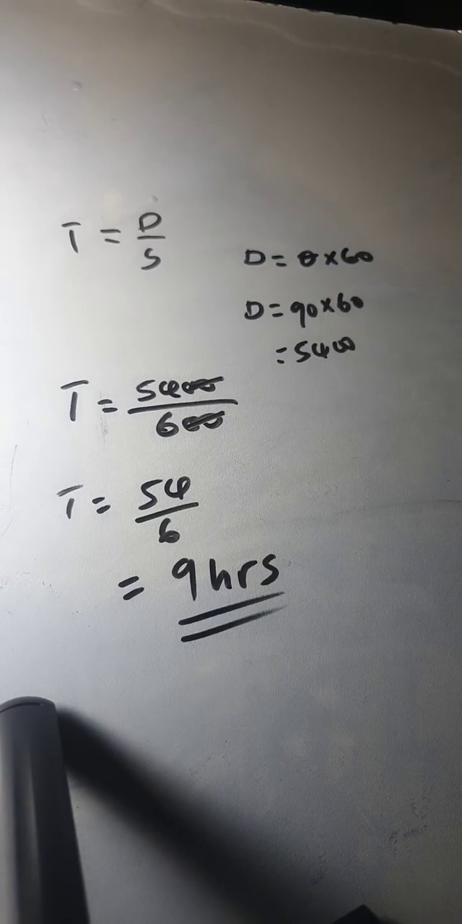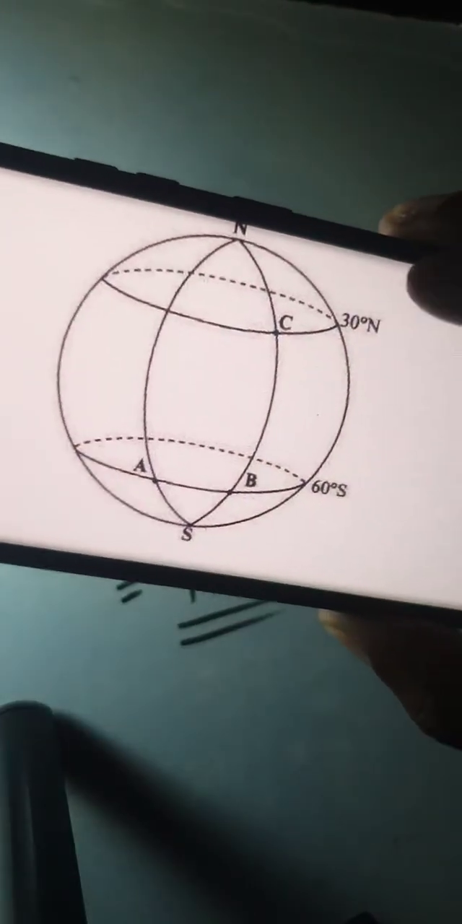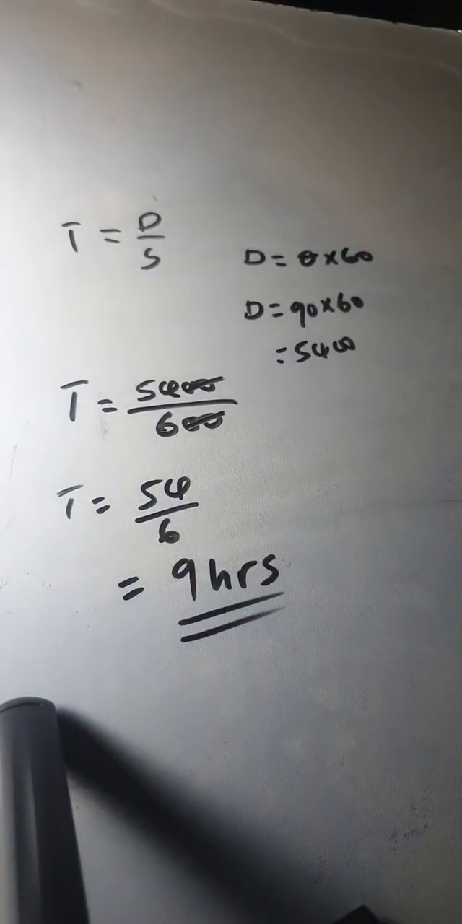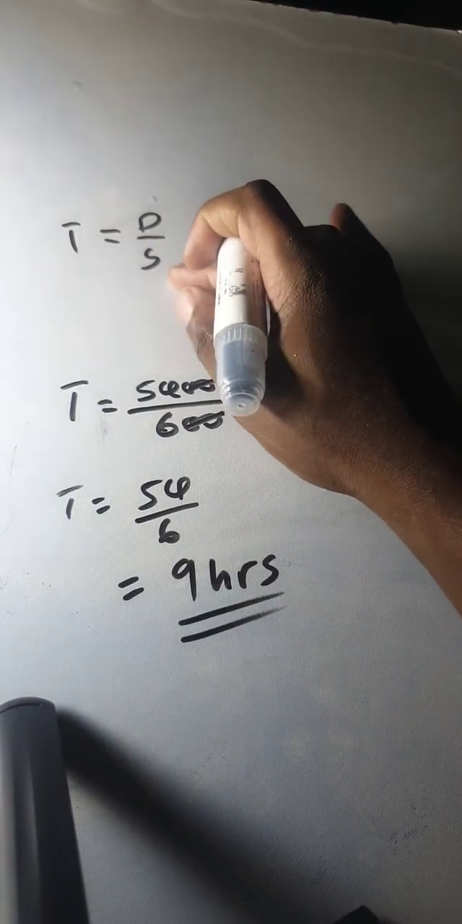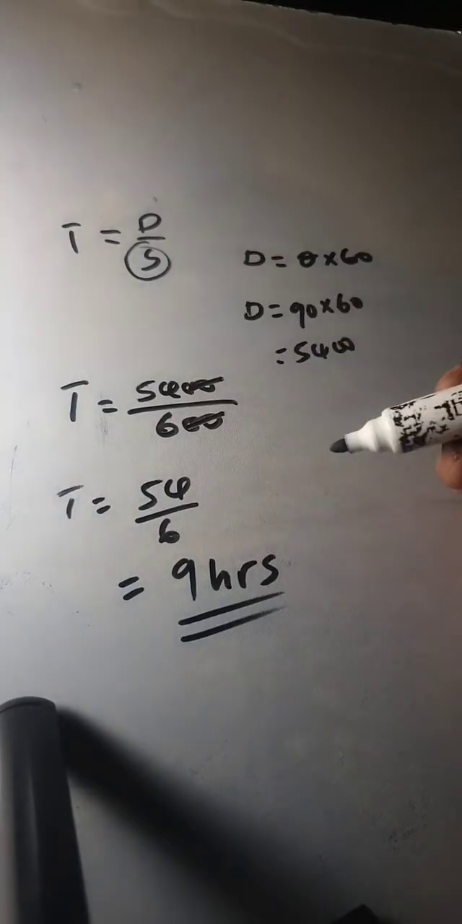It took the plane 9 hours to fly from B to C. That's how we answer this question. So the question is saying, the plane flew from B to C at a speed of 600 knots. How long did the plane take? So when they say how long, they're asking you time. So what we did, we first remember the formula for time. Time is equal to distance over speed. But from the question, only speed was given, which is 600 knots.